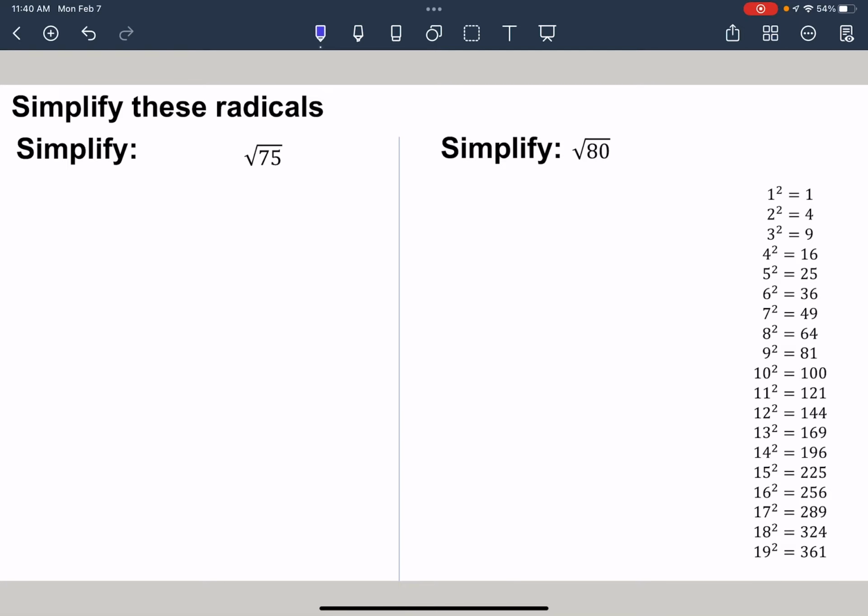Okay, so let's look at the square root of 75. On the right side here, I have my list of perfect squares. If I look at the square root of 75, the biggest perfect square that will evenly divide 75 is 25. So that'll be the square root of 25 times the square root of 3, because 25 times 3 is 75. The square root of 25 is 5, so I'm going to write that as 5 times the square root of 3.